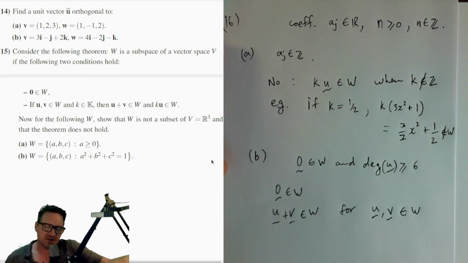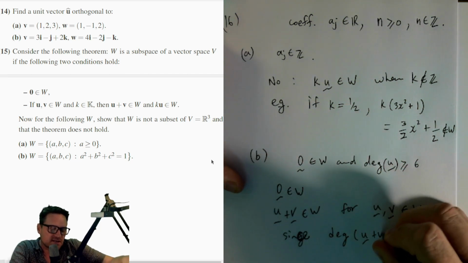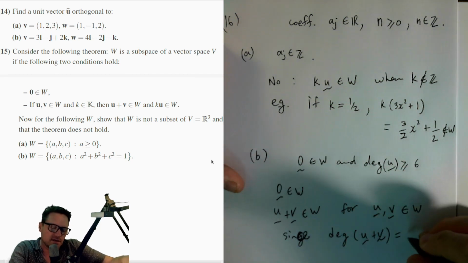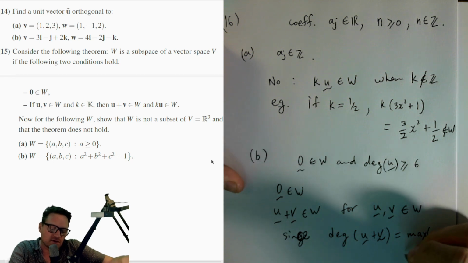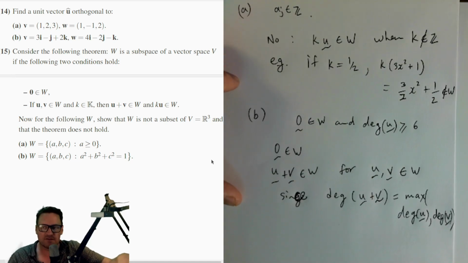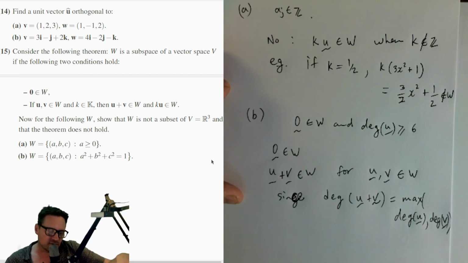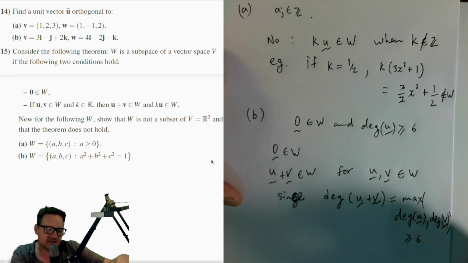closed under addition since the degree of U plus V is the maximum of the degrees of U and V. So for example, if U were a polynomial of degree 5 and V were a polynomial of degree 7, then the sum of those two polynomials would be a polynomial of degree 7, the maximum of the degree of each one, and so greater or equal to 6.